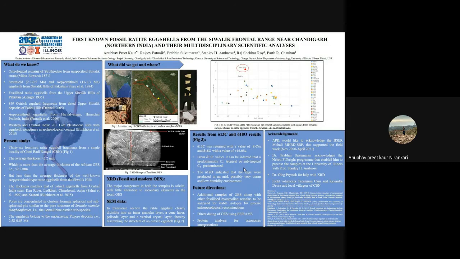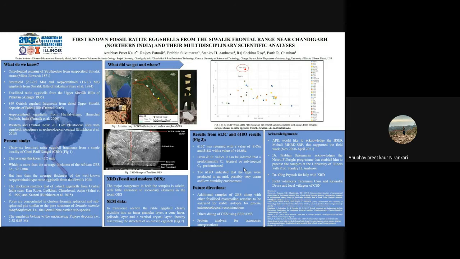If we compare this average thickness with that of the African ostrich eggshells, it is way more than what is known for the African eggshells, but it is less than the average thickness of the well-known aepyornithoid type ratite eggshells. Based on the pore pattern morphology, we have concluded that these ratite eggshells are more akin to ostriches, and also the Somali blue ostrich, Struthio camelus molybdophanes.